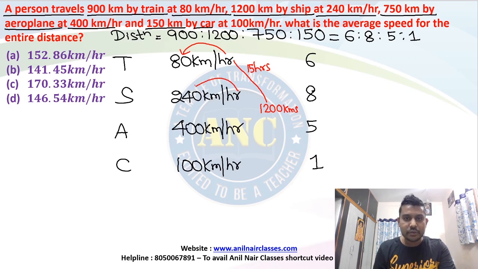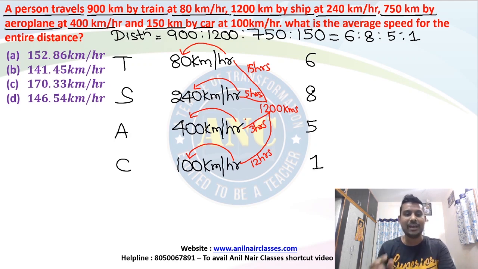In 1 hour it is 240. To cover 1200, it will take 5 hours. Right? It will take 5 hours. In 1 hour 400. To cover 1200, it is 3 hours. In 1 hour 100. To cover 1200, it is 12 hours. I hope everything is very clear for you people.